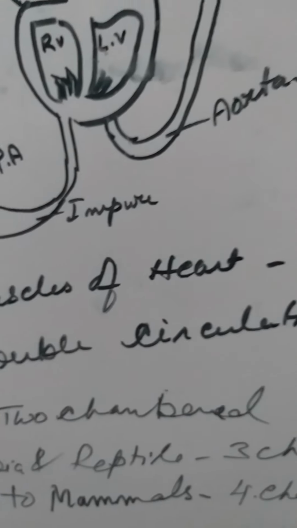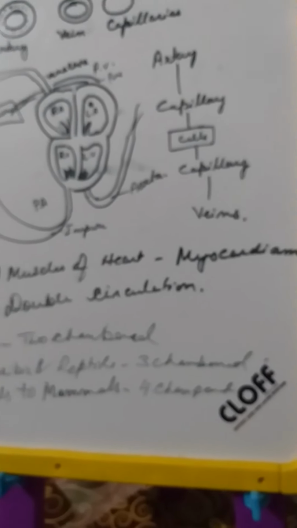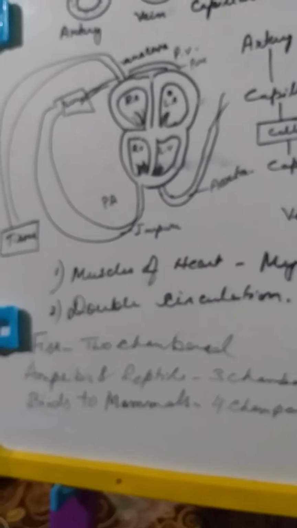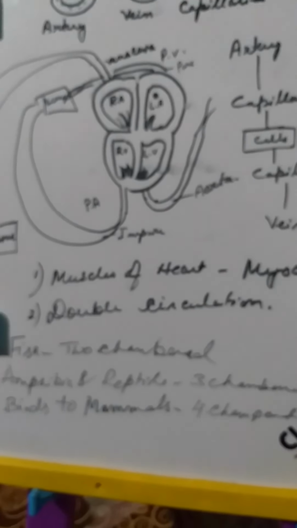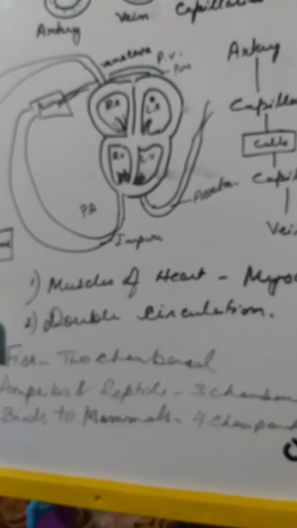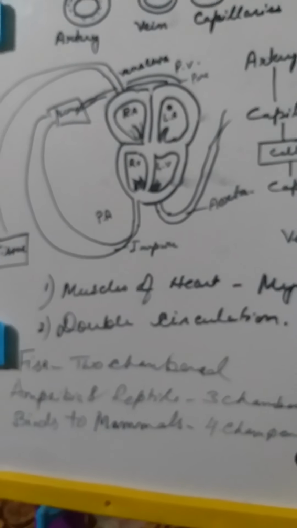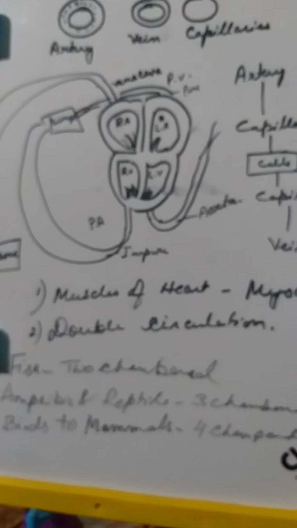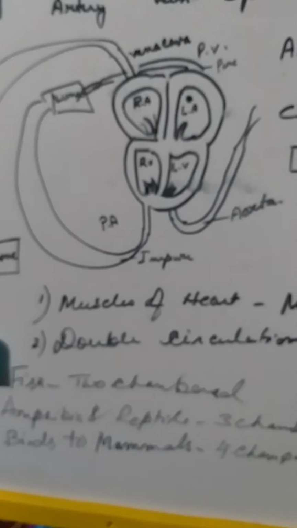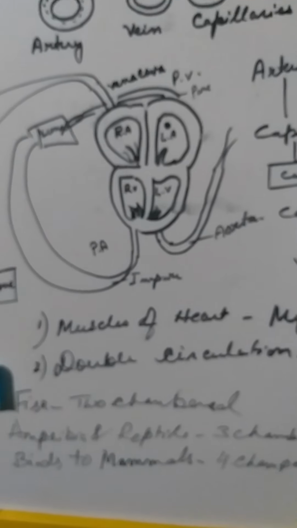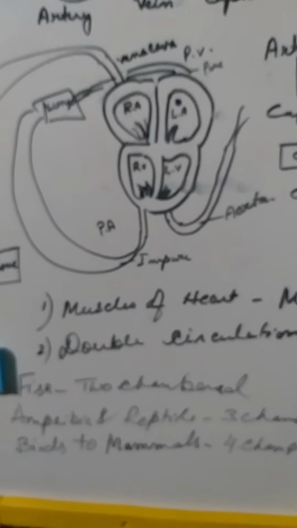Now you see some important facts here. The muscles of the heart are known as the myocardium, and the human heart, what we are seeing in front, has double circulation. That means the blood circulates through the heart twice. First, the deoxygenated blood enters the heart and goes to the lungs for purification. Again from the lungs, the purified blood comes to the auricle, and again it is distributed throughout the body. Since the blood enters the heart twice, we call it double circulation.